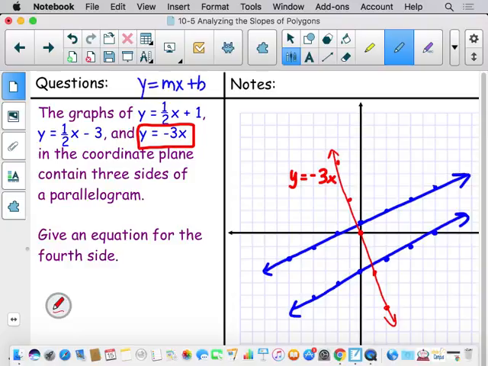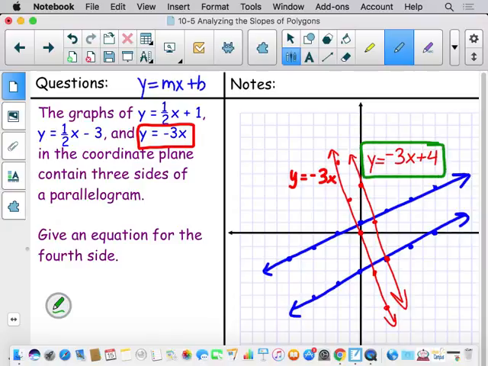So I am just going to choose a new intercept here. I'm going to go up, let's say 4, right here, and then use my slope down 3 over 1, down 3 over 1, and draw my line. So my new equation is y equals negative 3x plus 4, and I formed a parallelogram right here by the intersection of my lines. My opposite sides are parallel.